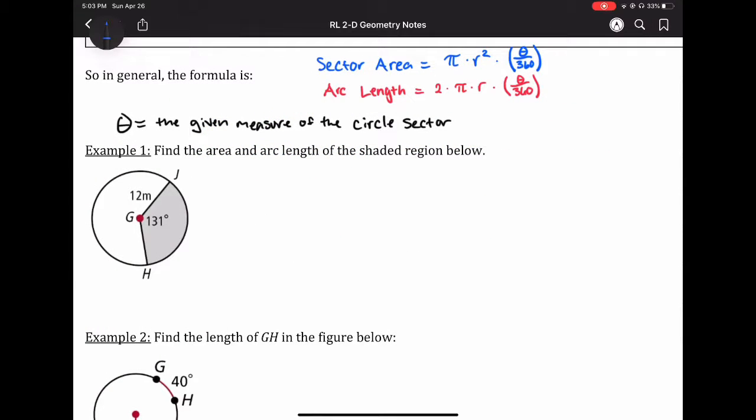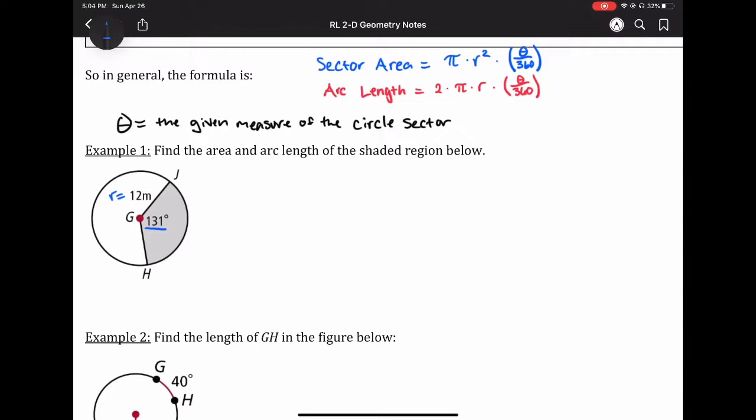All right, here we are in example number 1. It says, find the area and arc length of the shaded region below. So I have this circle given to me, and when I'm looking at the shaded region, I notice that it has 131 degrees marked as the degrees of the circle sector, and I have my given radius of 12 meters. So now I'm going to take those pieces of information, I'm going to use them to find both the sector area and the arc length. I'm going to go ahead and start with area.